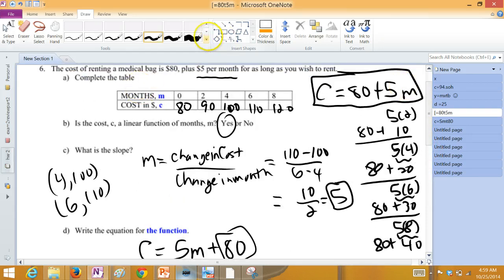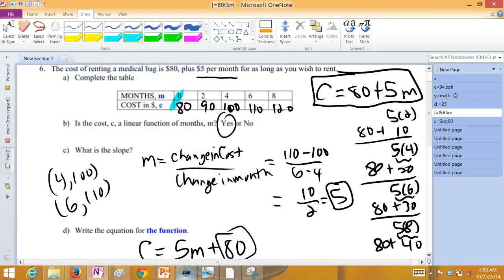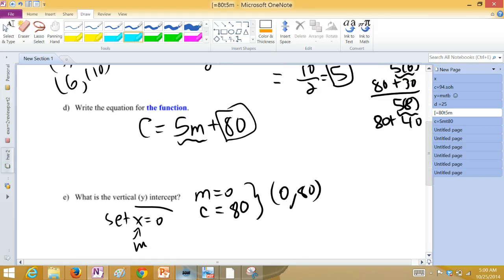And so when x is 0, y is 80. When x is 2, y is 90. So there's ways to graph by plotting points. We can go to the line and use it to graph, but just as far as labeling the axis goes, we just need to go to about 10 in x, the number of months, and to about 150 in y, the cost in dollars.